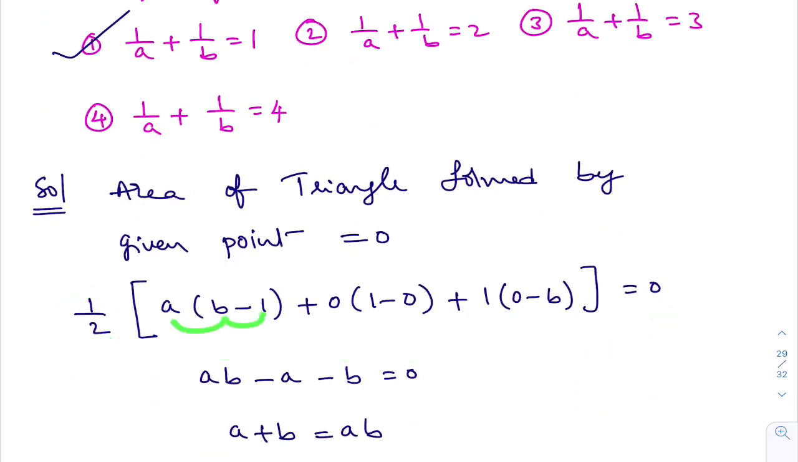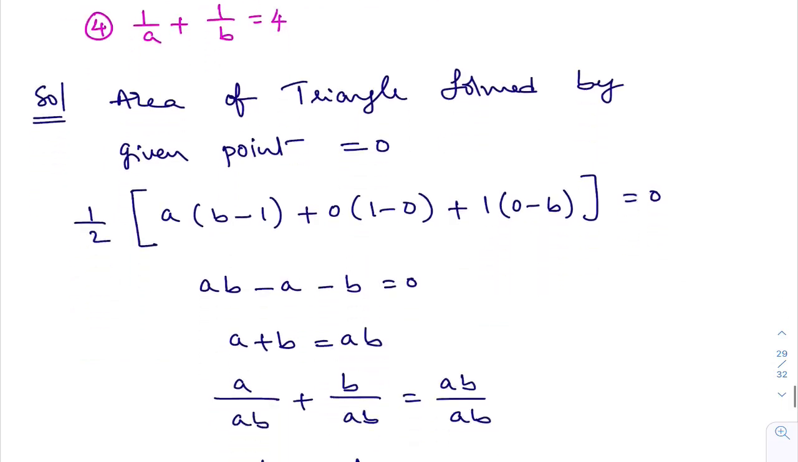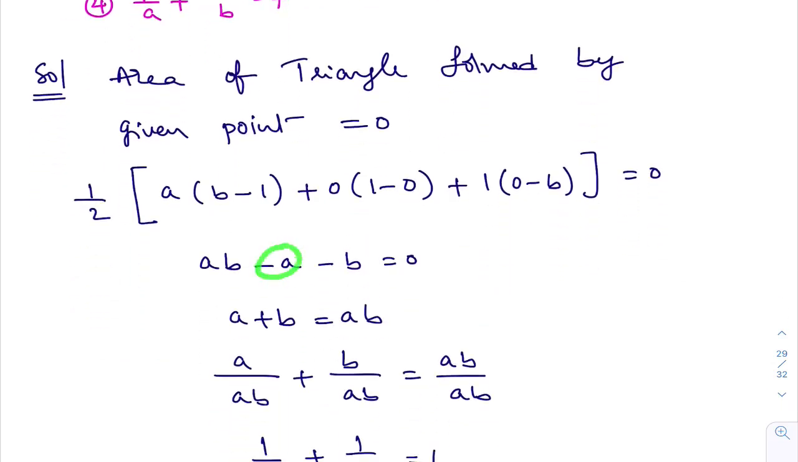Multiply AB minus A, I have written here. Here 0 into anything will become 0. Here 1 into minus B is minus B equal to 0. Now you see, you take minus A to the right hand side and minus B to the right hand side, then A plus B equal to AB you will get.